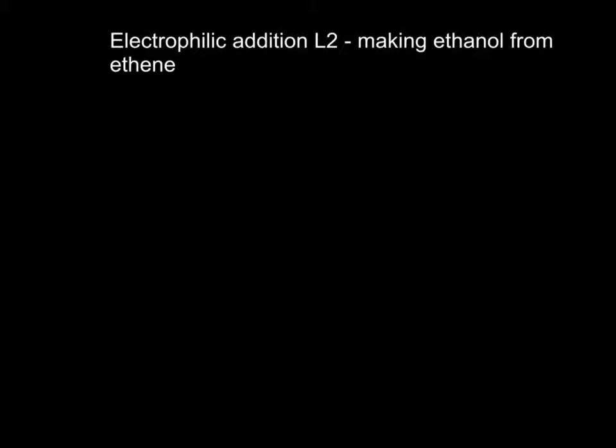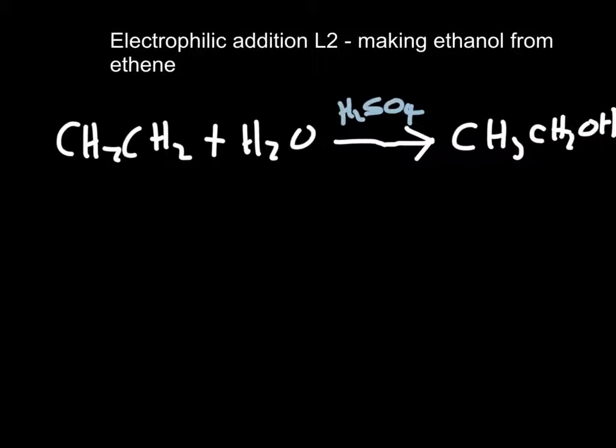This video is on electrophilic addition, making ethanol from ethene. So the overall equation to make ethanol from ethene with water is ethene plus water makes ethanol, with a sulfuric acid catalyst. But it actually occurs in two steps, and the first step is an electrophilic addition reaction mechanism.